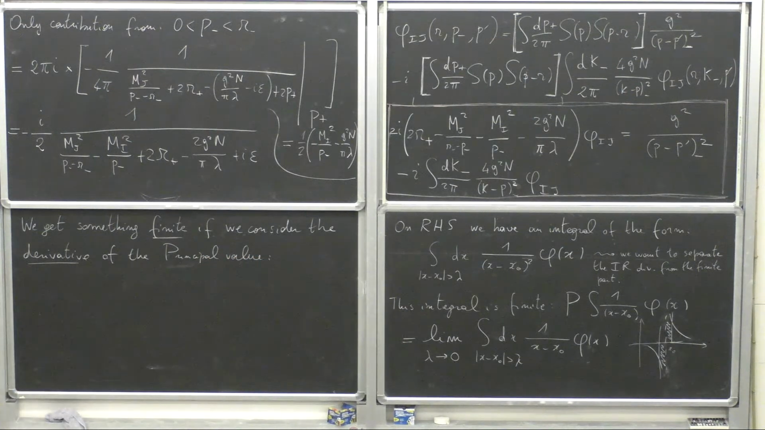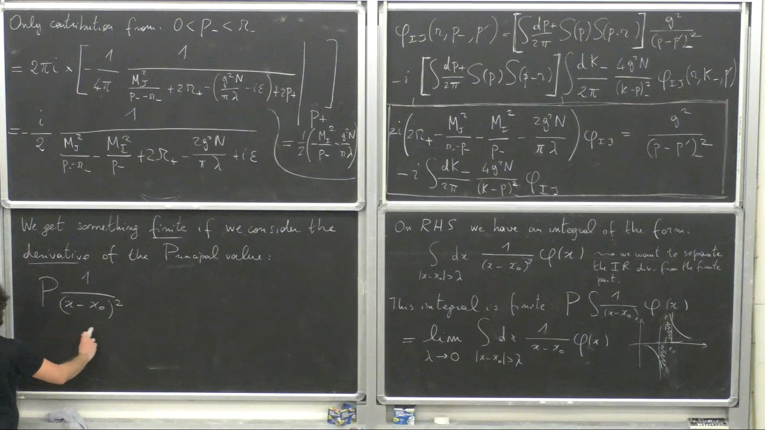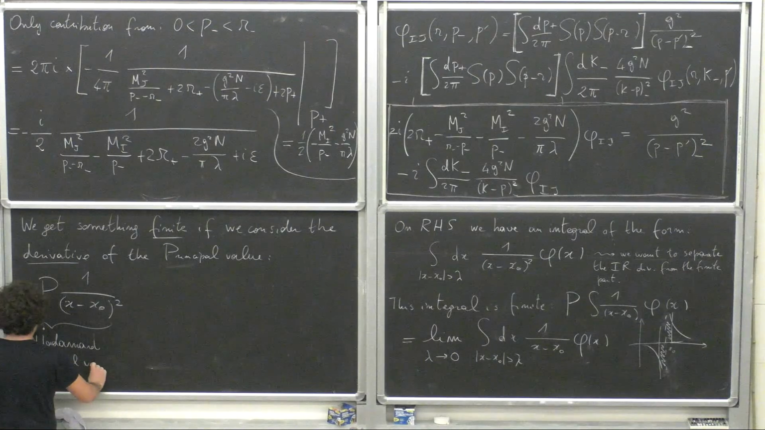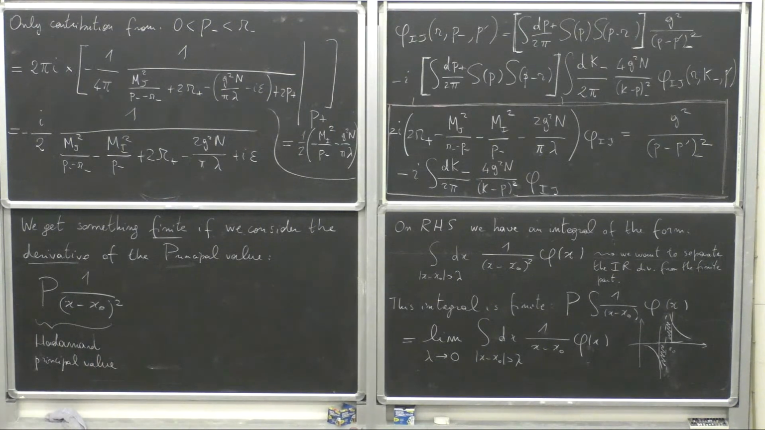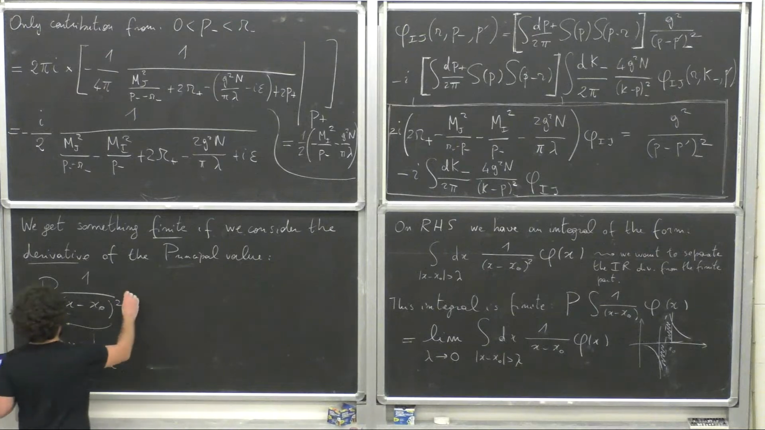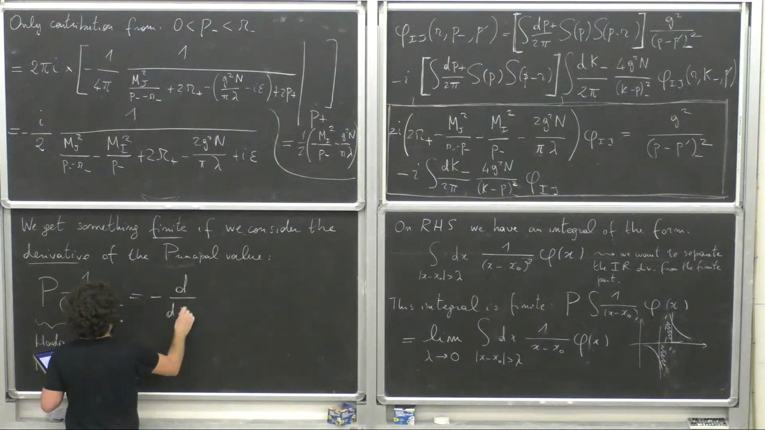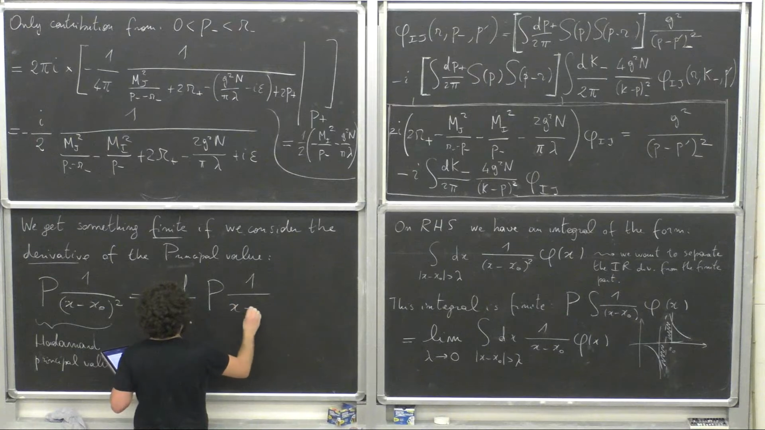So how is this defined? We might denote it like this. We call it P of 1 over (x minus x0) squared. Okay, so this is something that is supposed to give us a finite answer. And sometimes I've also seen this thing called, instead of Cauchy principal value, Hadamard principal value. So if you want to give it a name to look fancy, you can call it Hadamard principal value. And so this is just defined as minus the derivative of this other distribution. Okay?